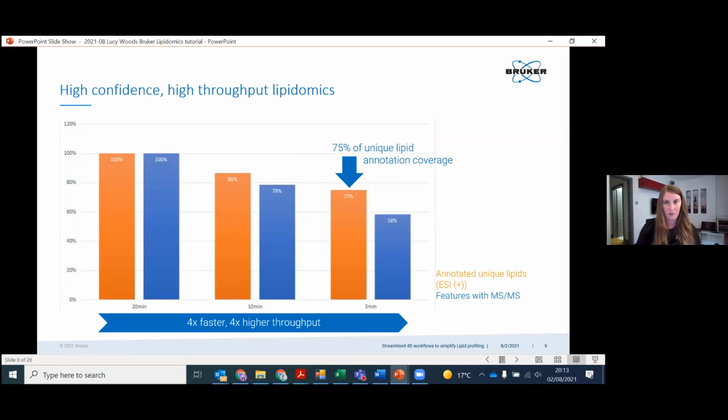And if you look at the orange bar, then at the 5-minute gradient, we were able to annotate 75% of the lipids that were observed within the 20-minute gradient. So we've increased the throughput by 4-fold, but the number of lipid annotations has not fallen by a significant amount. And with this, we can increase the throughput of our experiment so that we can run larger sample cohorts.